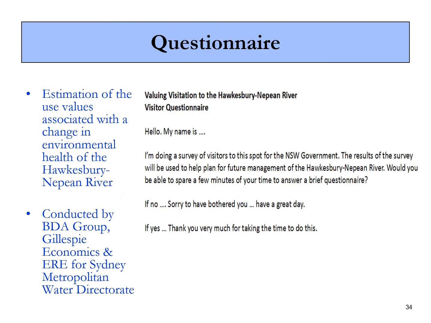This is an example of a questionnaire using the travel cost method. In this survey, they want to estimate the use values associated with the change in environmental health of the river. So on the first page of your questionnaire, you have to introduce yourself. You have to tell the purpose or the objective of your study.